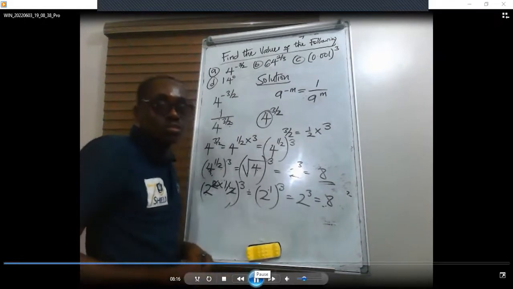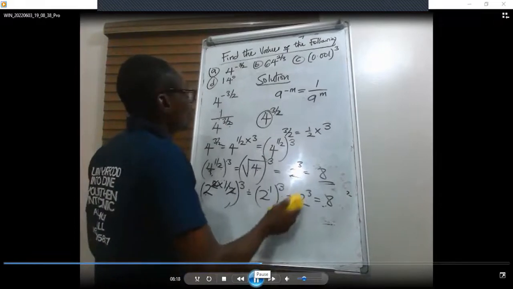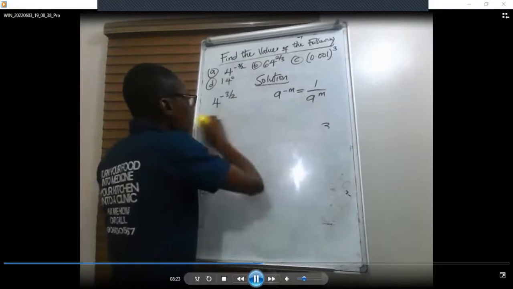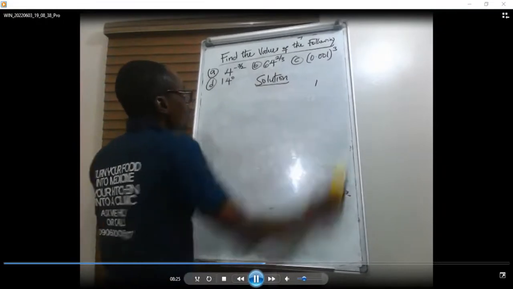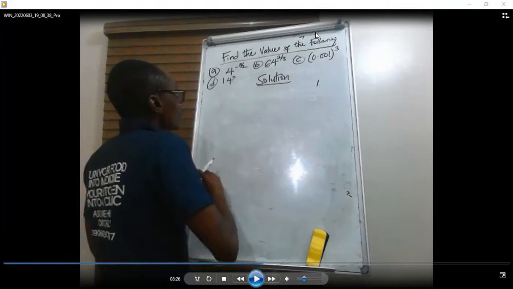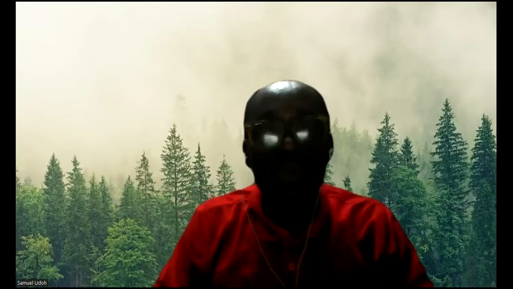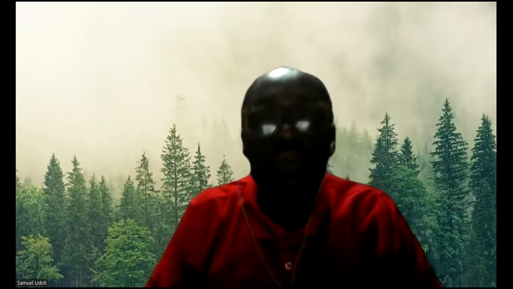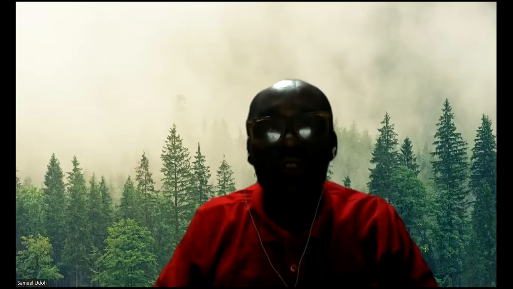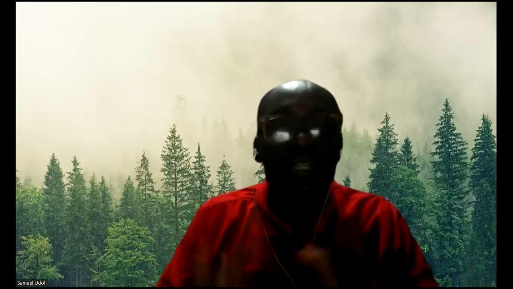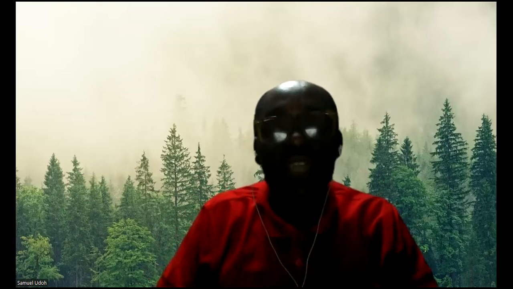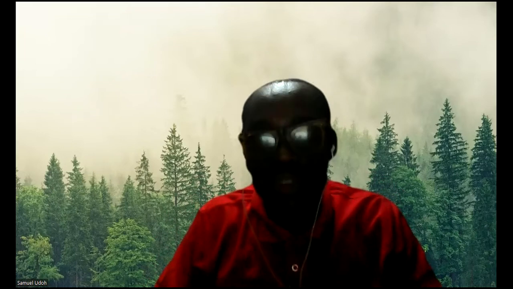So now, we are going to move over to the next question, which is 64 raised to power 2 over 3. We've finished solving the first example. I used different methods to solve them, to show you that there are a lot of different ways that we can use to manipulate these indices. So now we'll be moving over to the next one.